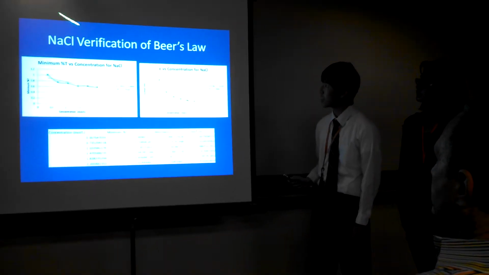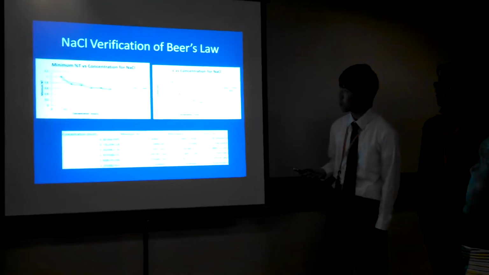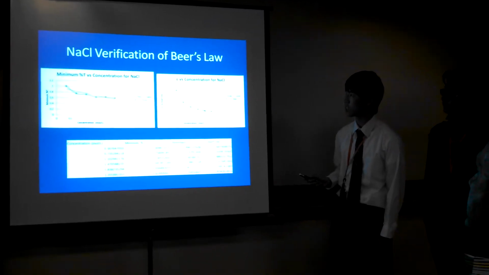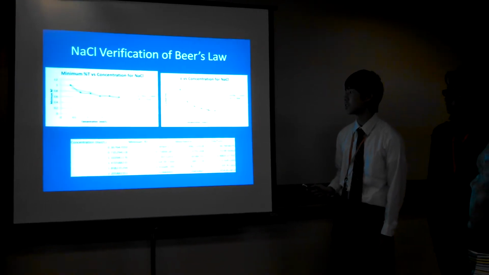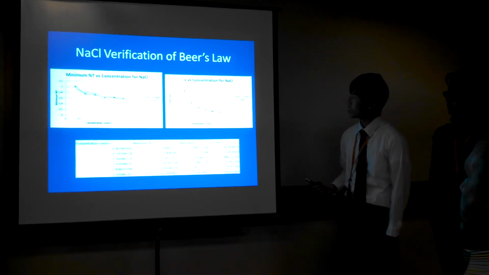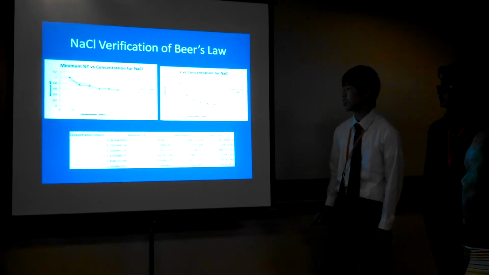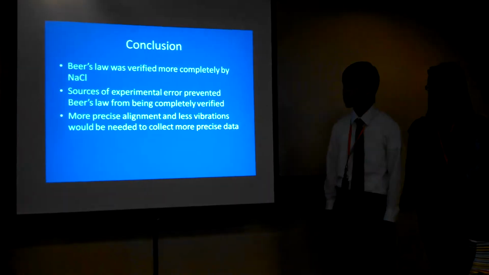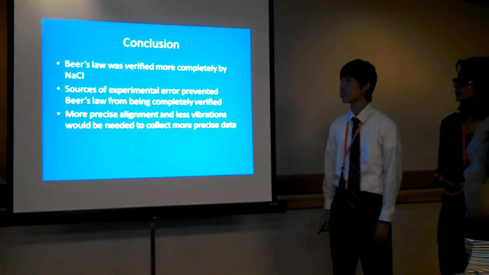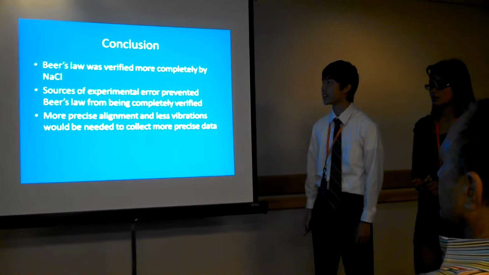Then we again verified it with NaCl. Again, we graphed minimum percent T versus concentration, and this time we got better data with an R-squared value of 0.75. We again plotted epsilon versus concentration and got an even lower slope, which is closer to Beer's law. So in conclusion, Beer's law was verified, and it was verified better by NaCl.